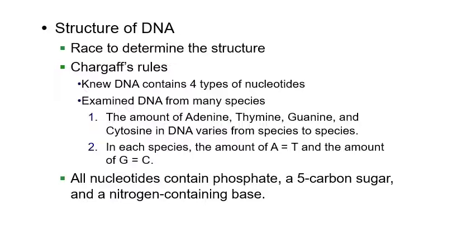So your DNA is a large macromolecule, large polymer, that's made up of many repeating subunits. The subunits are called nucleotides, and in DNA they come in four different varieties. So in DNA, your nucleotides are either going to be adenine, thymine, guanine, or cytosine. And those are always going to be the four nucleotides in DNA.